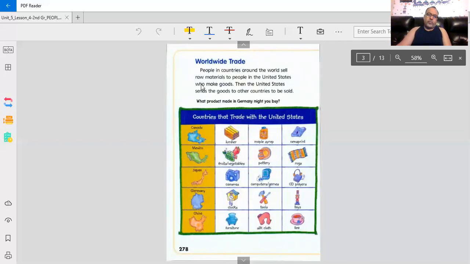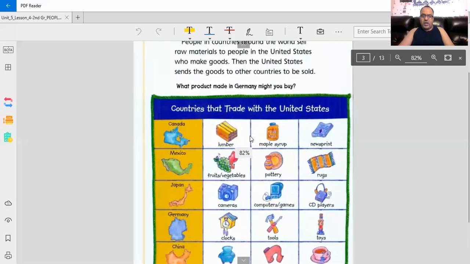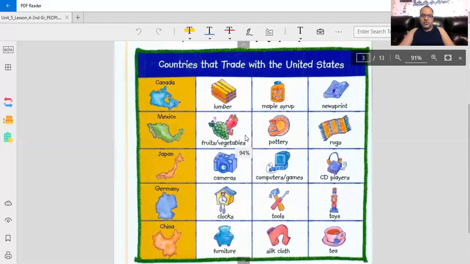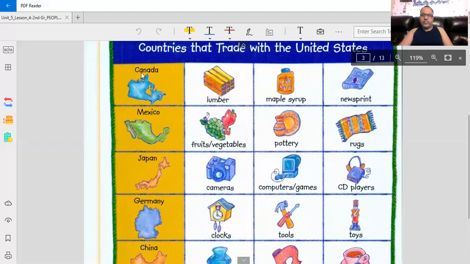Worldwide trade. People in countries around the world sell raw materials to people in the United States who make goods. Then the United States sends the goods to other countries to be sold. Countries that trade with the United States. Canada: we trade lumber, maple syrup, and newsprint. Mexico: we trade fruits, vegetables, pottery, and rugs. That's what they bring to us.